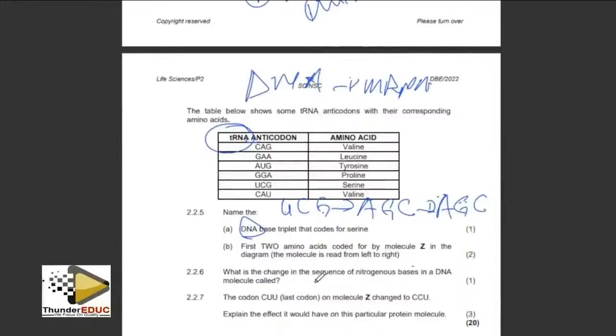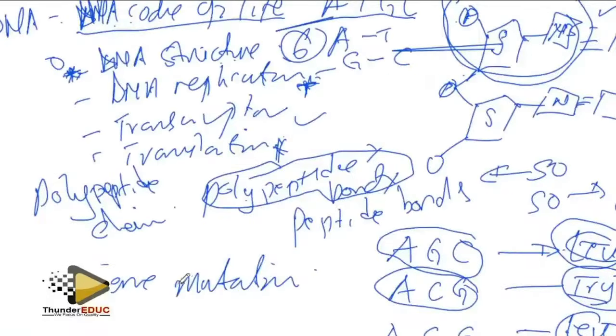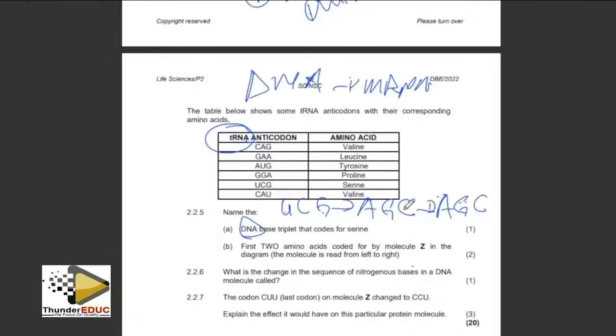What is the change in the sequence of nitrogenous bases? I've talked about it here. This is gene mutation, a sudden change in the sequence of DNA. When they change the sequence, then automatically you're going to have a different protein structure if it codes for a different amino acid. So what is a change in the sequence of nitrogenous bases in the DNA code? Gene mutation or mutation.